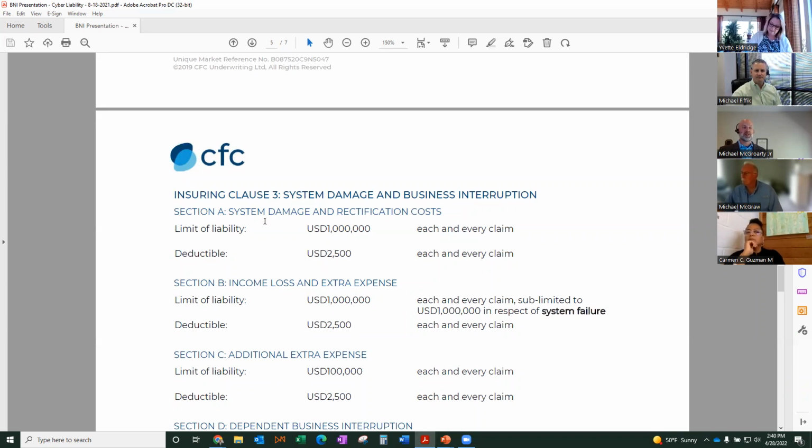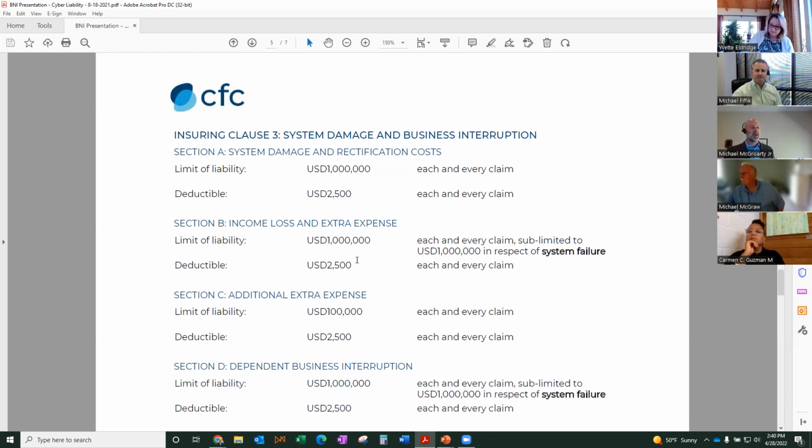System damage, so you're recovering your system and fixing the issues. Additional expense, or, you know, I have to go rent a computer temporarily or a server temporarily to get myself back up and running. That's an extra expense that you normally wouldn't have. It's covered.